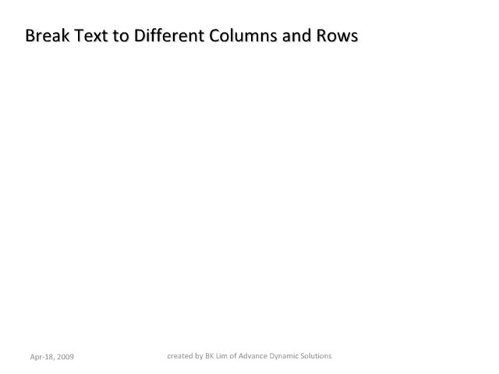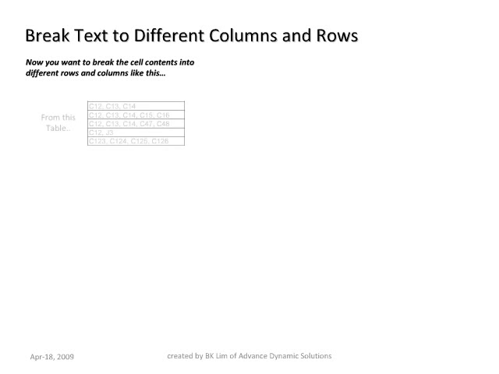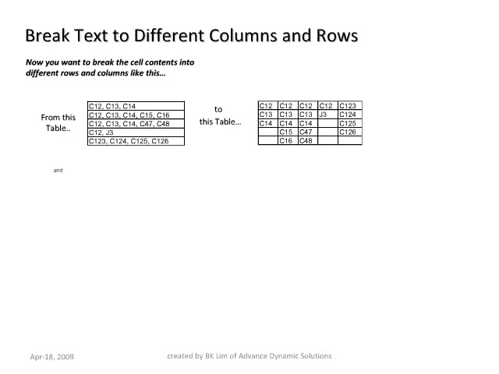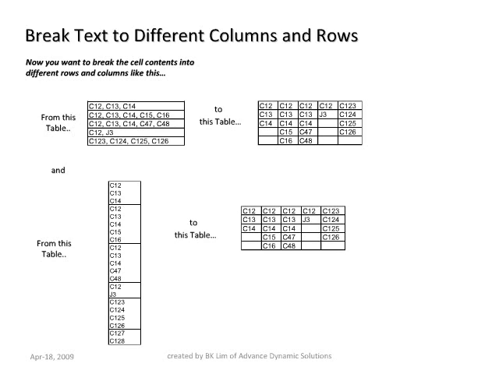Break text to different columns and rows. Now you want to break the cell contents into different rows and columns like this. From this table to this table, and from this table to this table, using both Excel function approach and text-to-column approach.